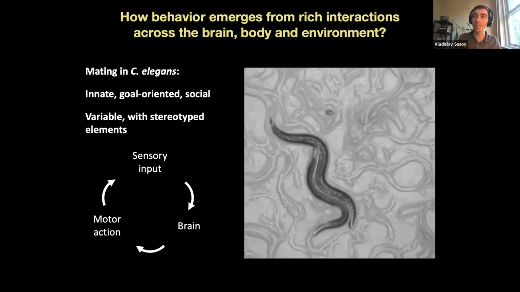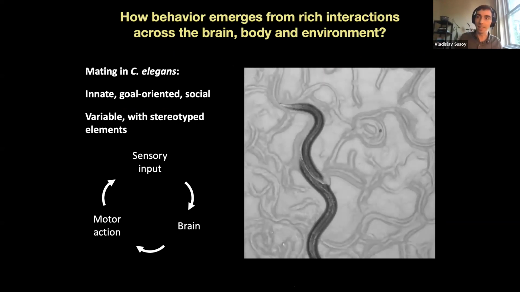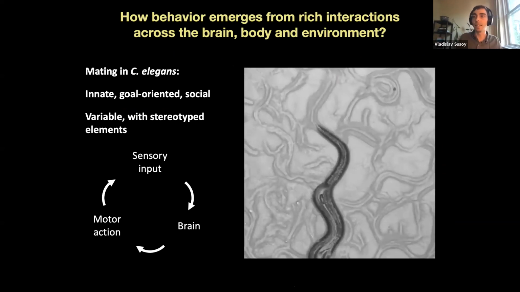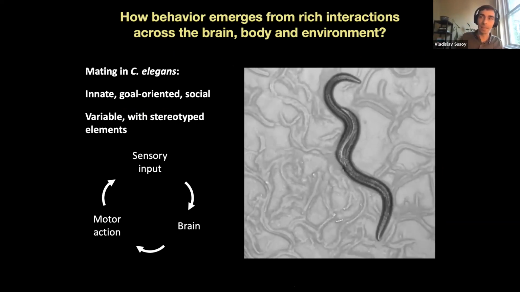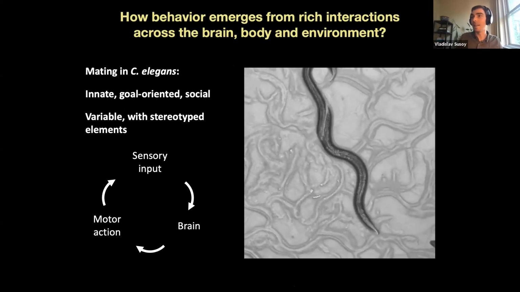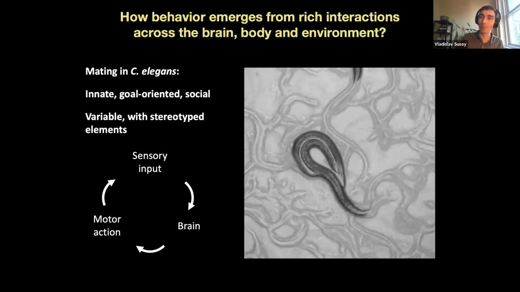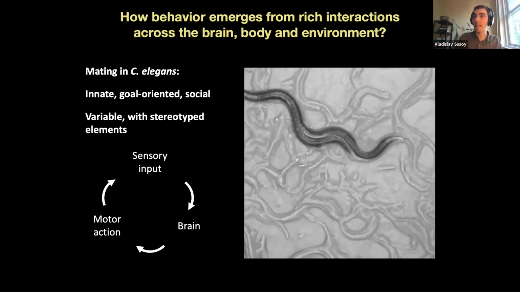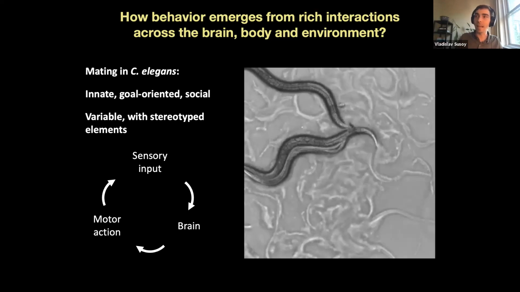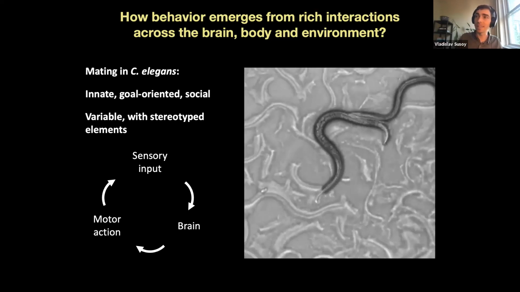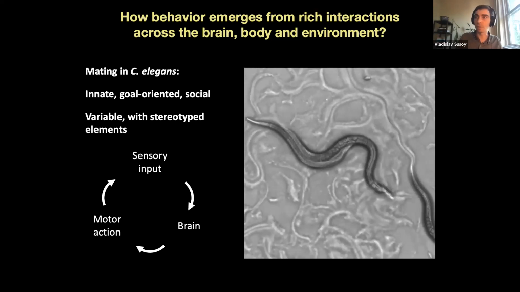Here you see two C. elegans worms. They come in two sexes. The bigger worm here is a C. elegans hermaphrodite. They lay eggs. And the smaller worm here is a male worm. Their purpose in life is to mate with the hermaphrodite. To do so, they express this elaborate behavior, which consists of many, many steps, which are guided by the sensory stimuli perceived from the hermaphrodite.